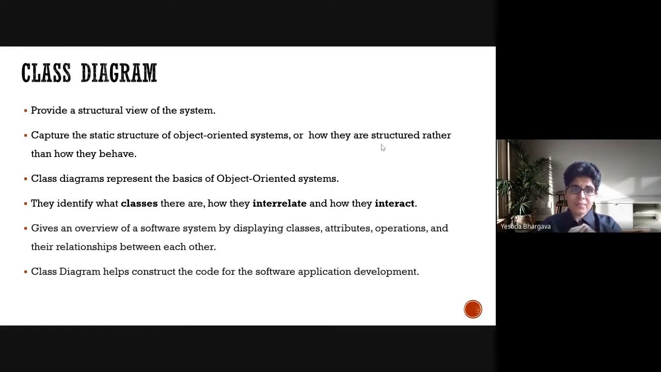Class diagrams help you identify what classes there are, how they interrelate and how they interact with each other. It gives you an overview of a software system by displaying classes, attributes, methods, operations, and their relationships with each other. It is important to note the direction we are going in. We start from use case, we go to context, to first level DFD diagrams, and in between we also stop for the state diagram, and then we go on to the class diagram.